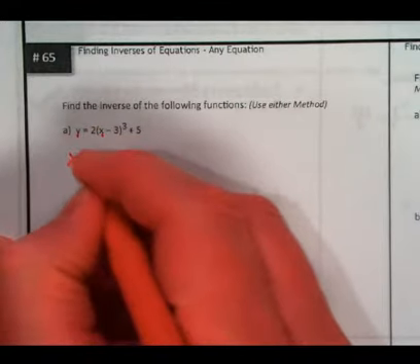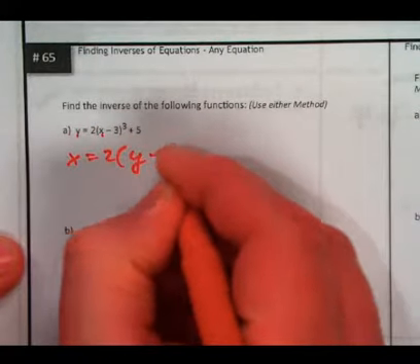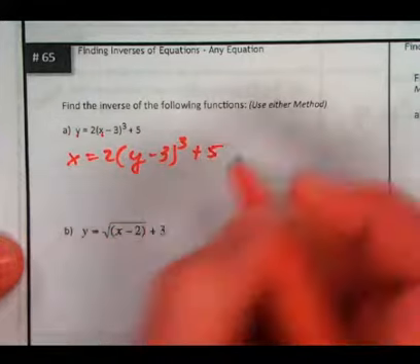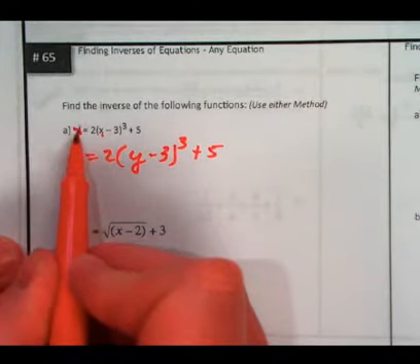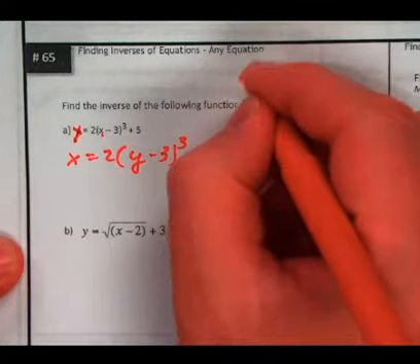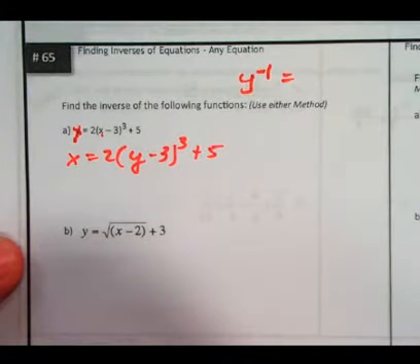So then x equals 2 times (y minus 3) cubed plus 5. And then we resolve that for y. Because this is our original function, y equals, we're going to be finding y inverse. And that's the inverse function, and it looks like that.